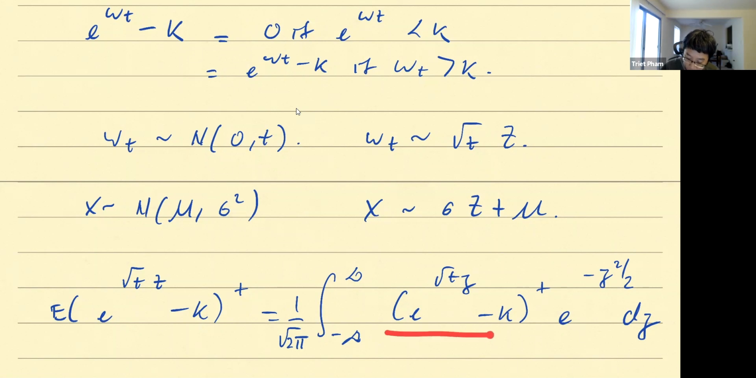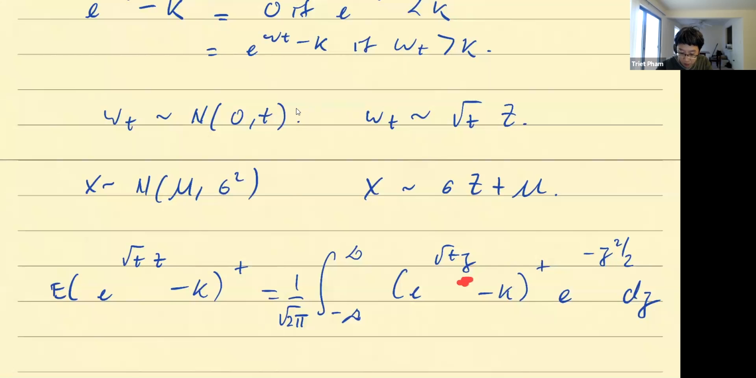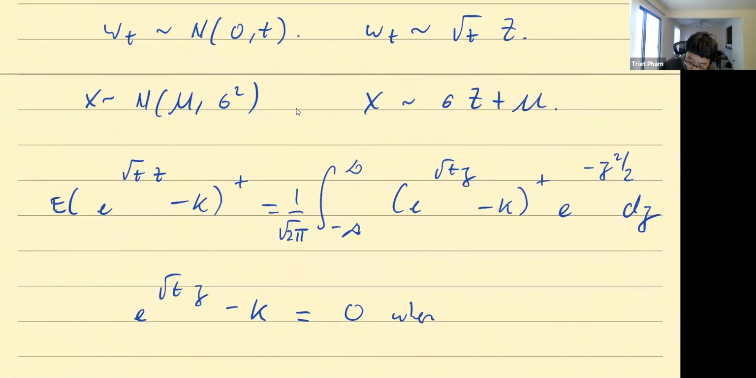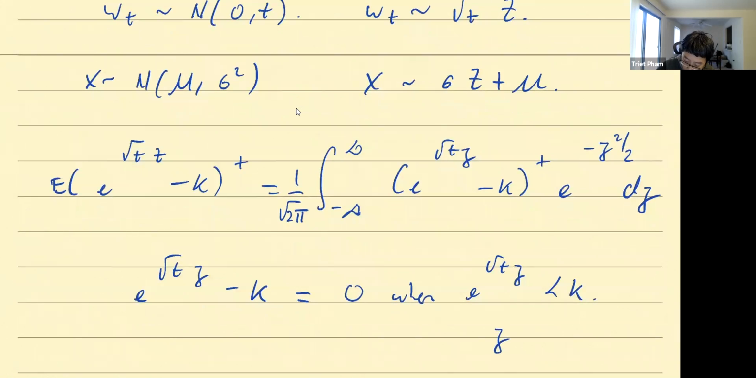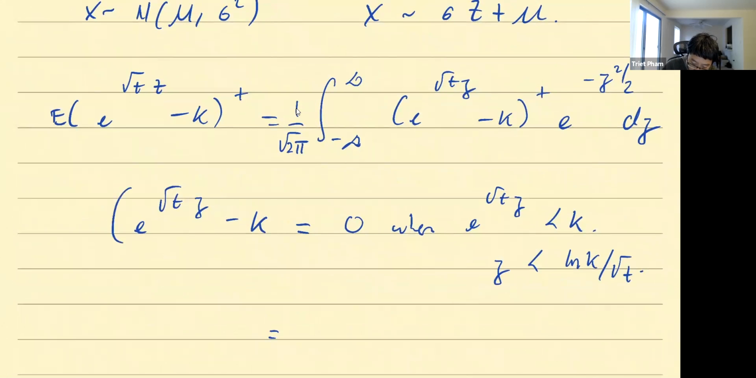You observe this expression, and actually here is where you do this kind of analysis. Maybe not with WT, but actually it's really WT too, now in terms of Z. So you see that, e to the square root of TZ minus K is going to be 0 when e to the square root of TZ is less than K, or Z is less than natural log of K over square root of T. And it's going to be e to the square root of TZ minus K when the revert happens.